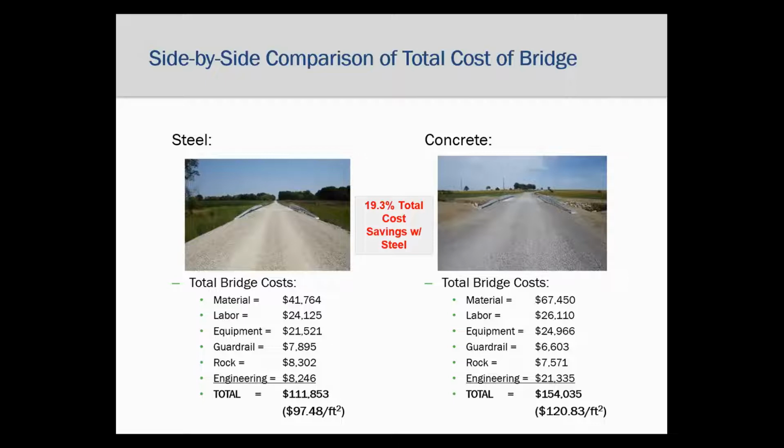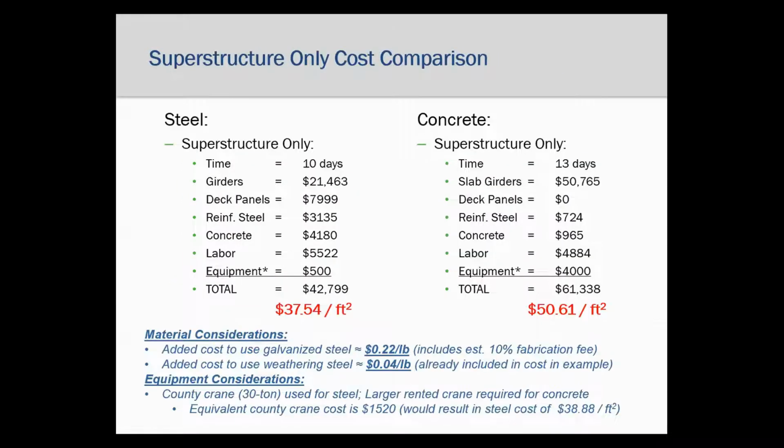However, comparing only total costs can be deceiving given the different site characteristics of the two bridges. For instance, we see here that the concrete bridge had significantly higher engineering costs and lower rock costs. So the engineer was also asked to separate out only the superstructure costs so that an equivalent direct comparison could be made for the two bridges.